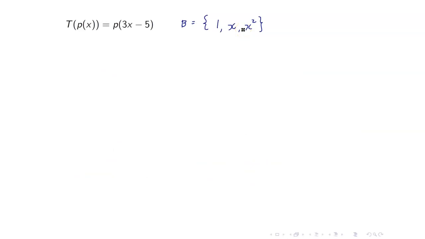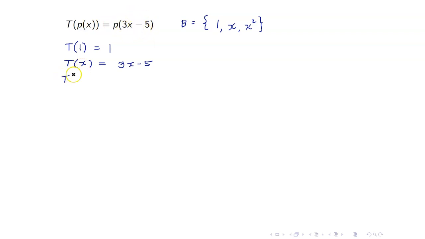So again, our ordered basis for P2 is 1, x, x squared. So first, let us compute the images of these. So T of 1. This is saying that you always replace the occurrence of x with 3x minus 5, but since there is no x here, T of 1 is still 1. What about T of x? T of x would now be equal to 3x minus 5. Again, you're just replacing all occurrences of x with 3x minus 5.